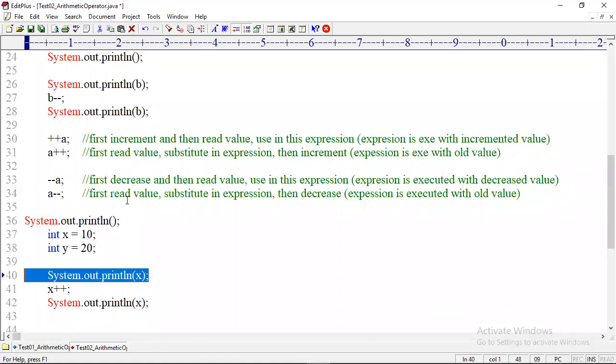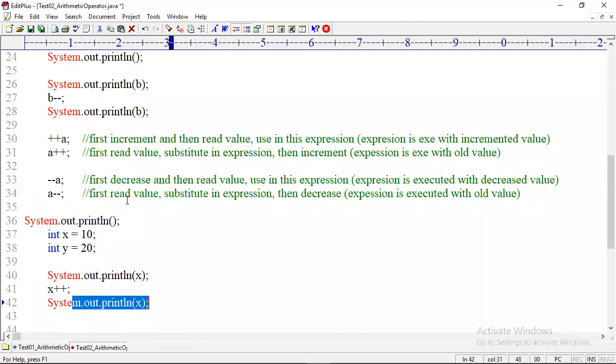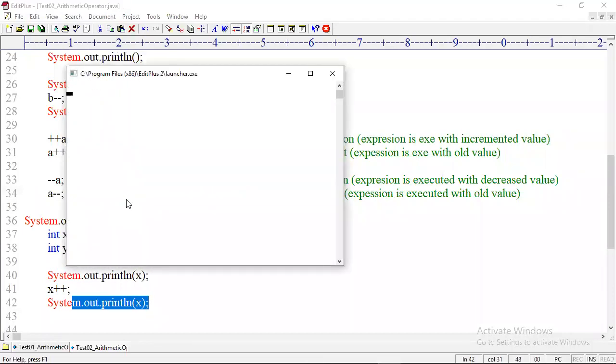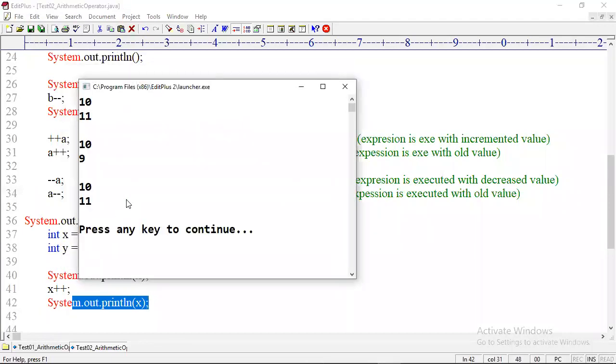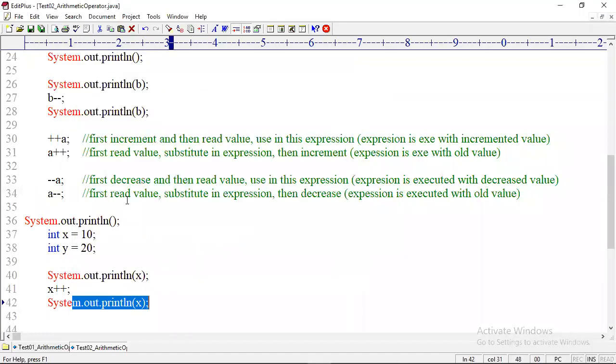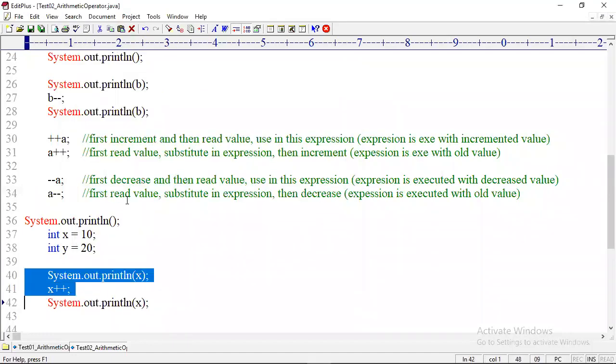First, the x value is 10. Then x plus plus. Then what is the x value? Control 1, 11. Control 2, 10, 11. Okay.